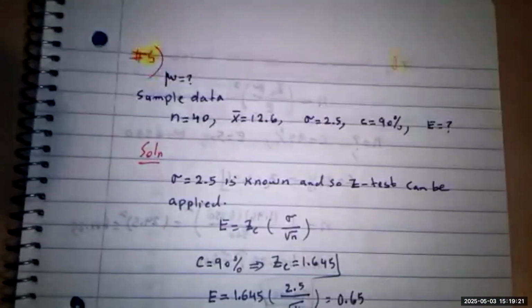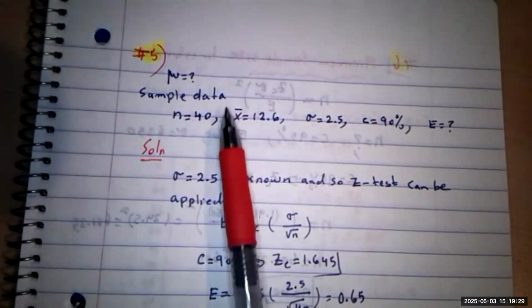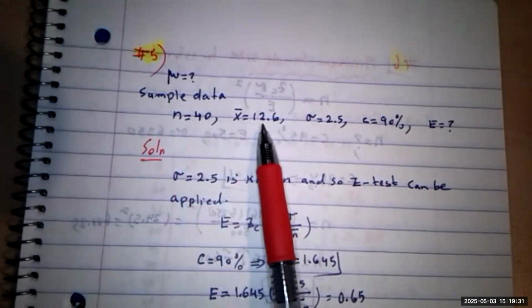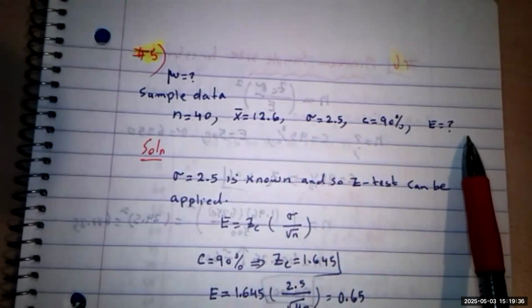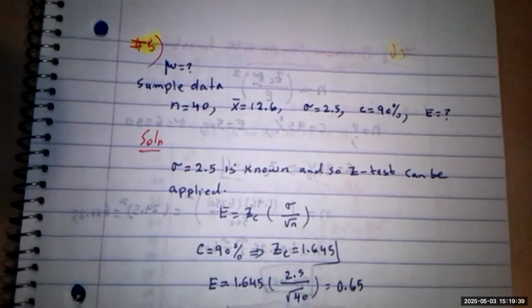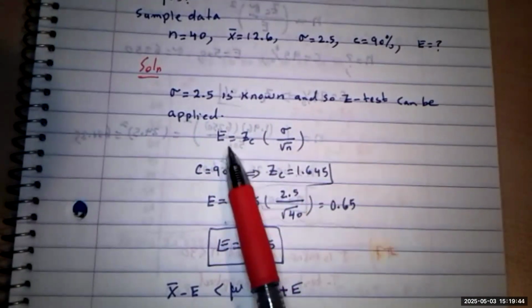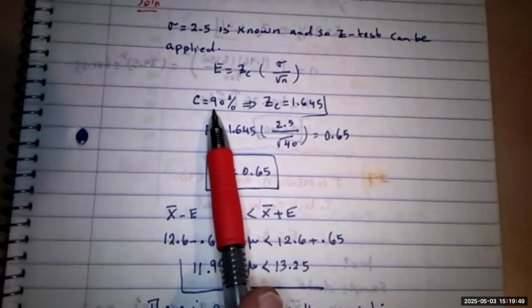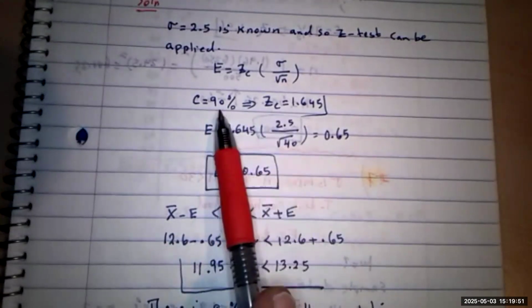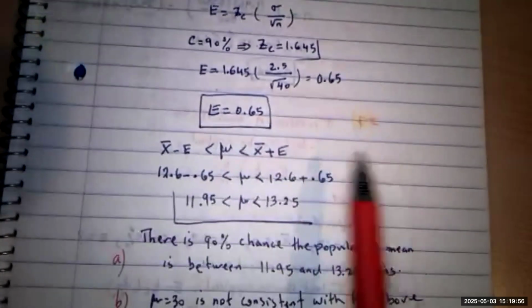So going back to the information of this problem. Again, this is how you set it up. Make sure you give us this information. The problem is about the mean: sample data and sample size 40, x bar 12.6, sigma 2.5, C 90%, and the margin of error is missing. Since sigma is given, we are going to use the z-test. This is your formula: E equals z_c sigma over the square root of n. You have to find the critical value for 90%, which is 1.645. You substitute and simplify, and your E would be 0.65.